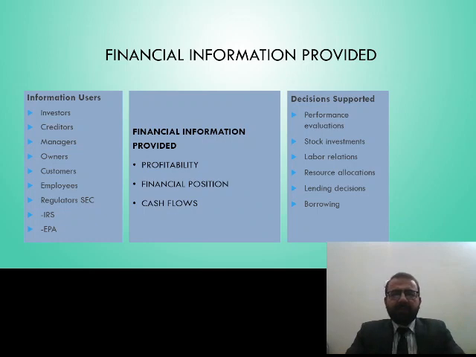Financial information provided. Users of financial information. The main users are investors, creditors, managers, owners, customers, employees, regulators, the IRS, and the EPA. The financial information provided is profitability, financial position, and cash flows. These are the main users of financial information. Decisions supported: performance evaluation, stock investments, labor relations, resource allocations, lending decisions, and borrowing.